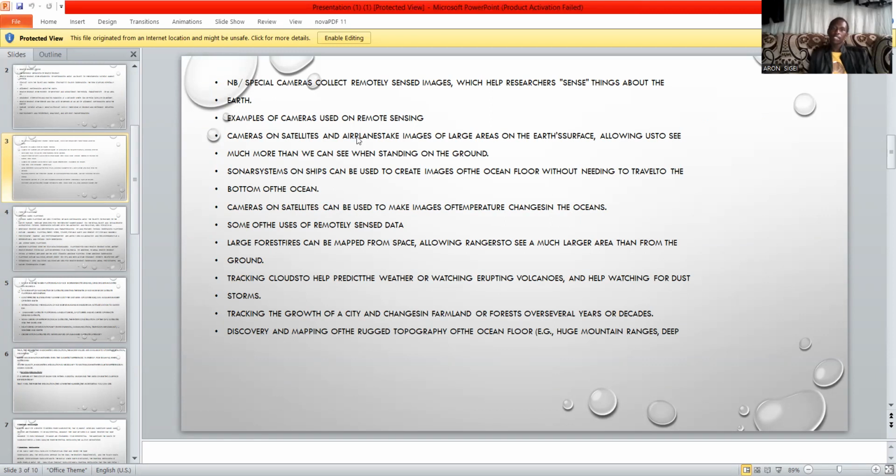Some of the uses of remote sensing data. Large forestries can use remote sensing to observe forest fires, which can be mapped from space, allowing rangers to see a much larger area than from the ground. Tracking clouds to help predict weather, watching erupting volcanoes, and watching for dust storms. Tracking the growth of cities and changes in farmland or forest over several years or decades. Discovering and mapping the rugged topography of the ocean floor.